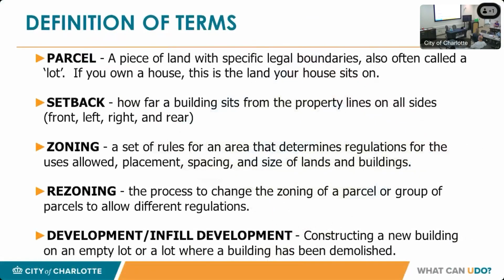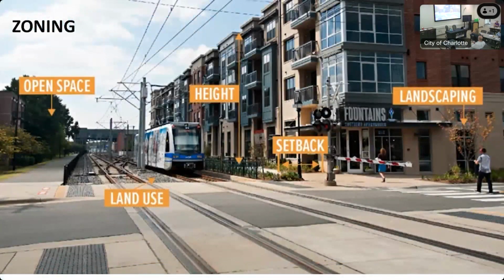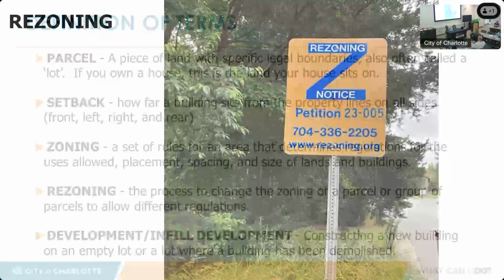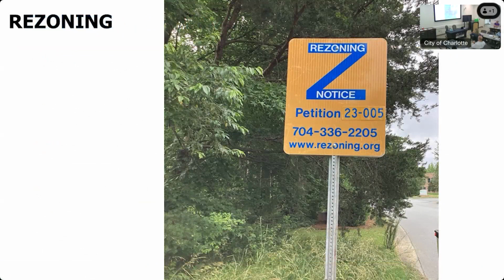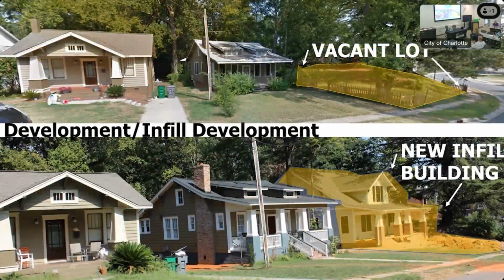Zoning: a set of rules for an area that determines regulations for the uses allowed, placement, spacing, and the size of land and buildings. Rezoning: the process to change the zoning of a parcel or a group of parcels to allow different regulations. Development or infill development: constructing a new building on an empty lot or a lot where a building has been demolished.